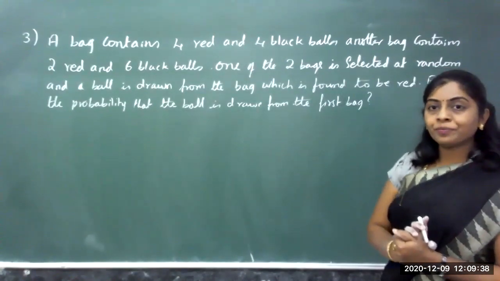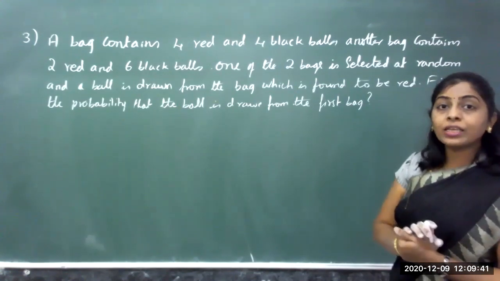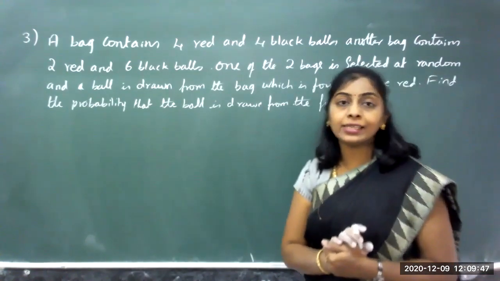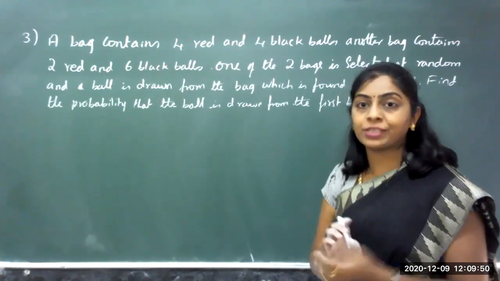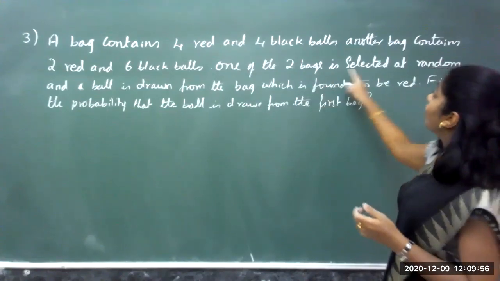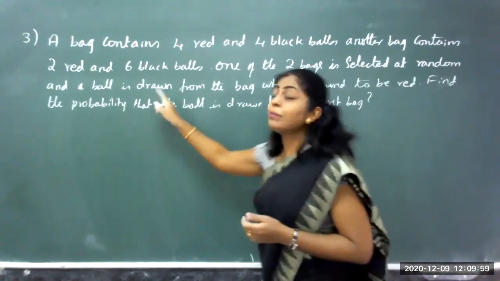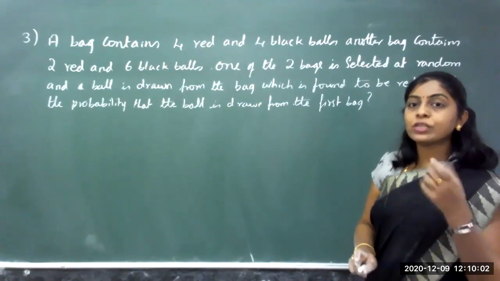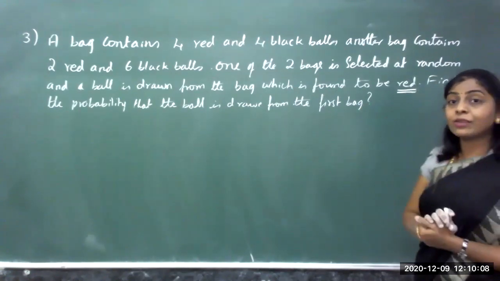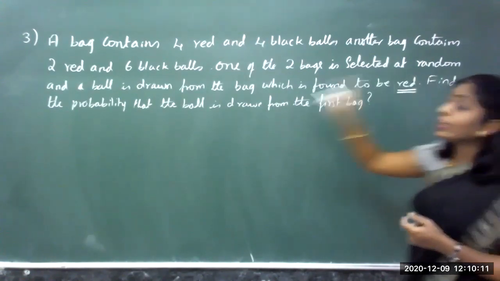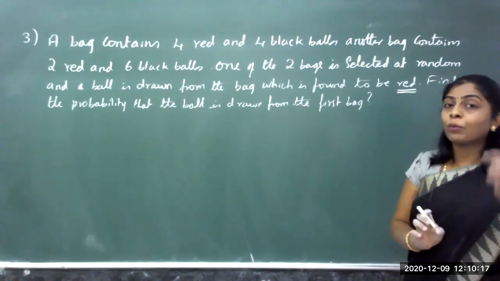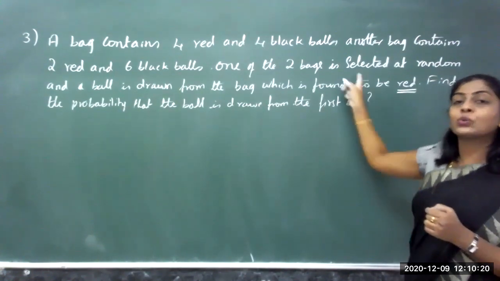The next problem, the third one: a bag contains 4 red and 4 black balls. Another bag contains 2 red and 6 black balls. Similar type of data we had in the first problem. So there are 2 bags containing red and black balls. One of the 2 bags is selected at random and a ball is drawn, which is found to be red. Find the probability that the ball drawn is from the first bag.